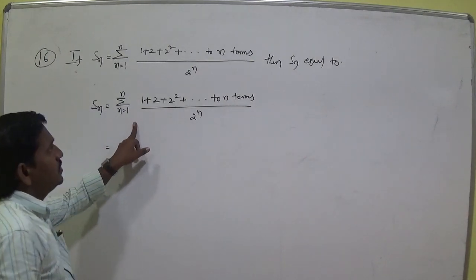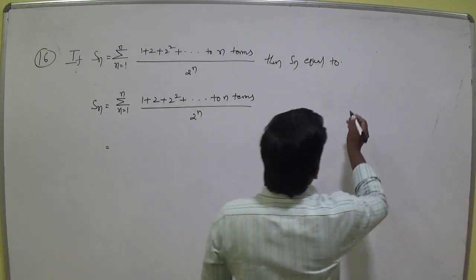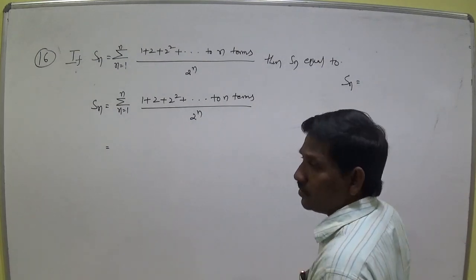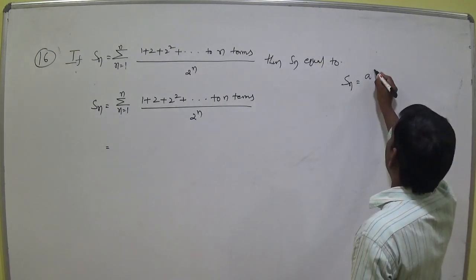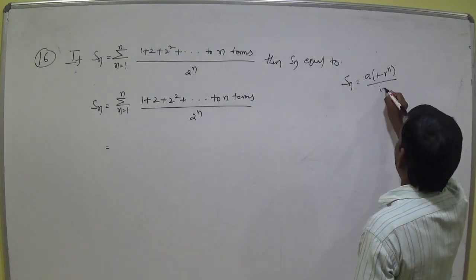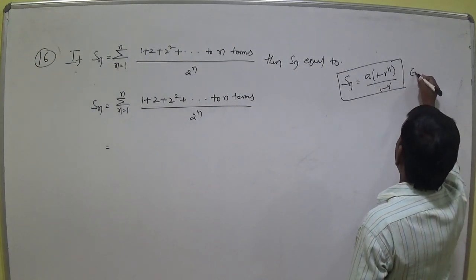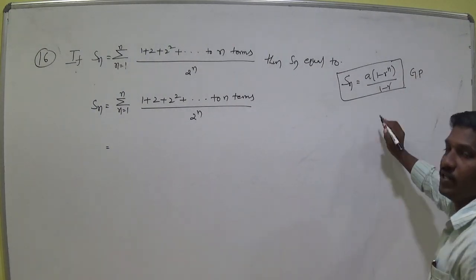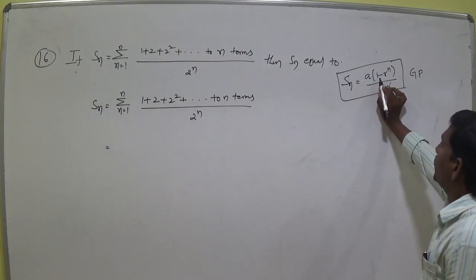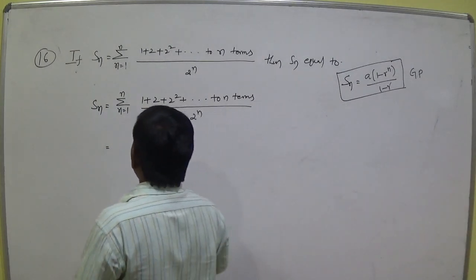What is the Sn formula in GP? Sn equal to A into 1 minus r power n by 1 minus r. This is the Sn value in GP. What is the Sn value in GP? Sn equal to A into 1 minus r power n by 1 minus r.